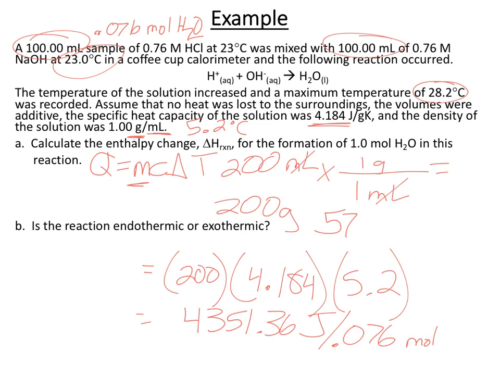And I got 57,000, and I'm going to go ahead and sig fig this for us. So 57 kilojoules. We'll just go ahead and convert it. All right, so that is my delta H for my reaction.